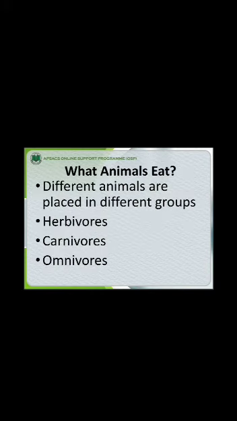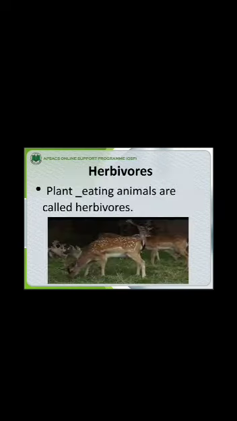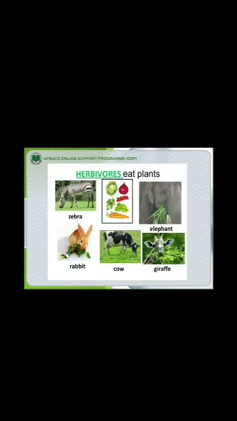What do animals eat? Different animals are placed in different groups. These groups are herbivores, carnivores and omnivores. Now we will discuss these groups. What are herbivores? Plant eating animals are called herbivores. Herbivores eat plants. Zebra, elephant, rabbit, cow, giraffe. These are some examples of herbivores.